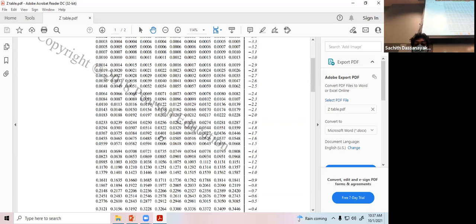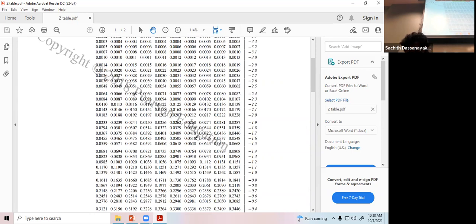Clear? So always consider the closest one. So I can simply pick this, because this is the closest one, 0.0401. Now find the corresponding C values, along the column and along the row. So the corresponding C value is -1.6. Don't forget this column.